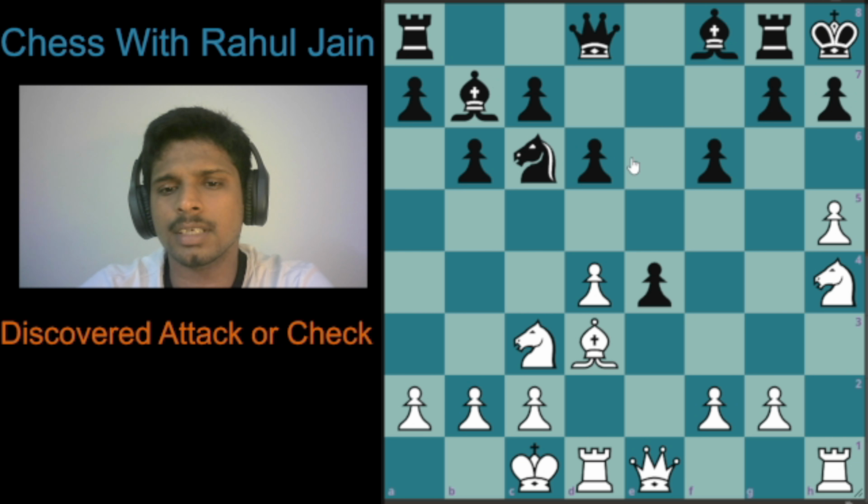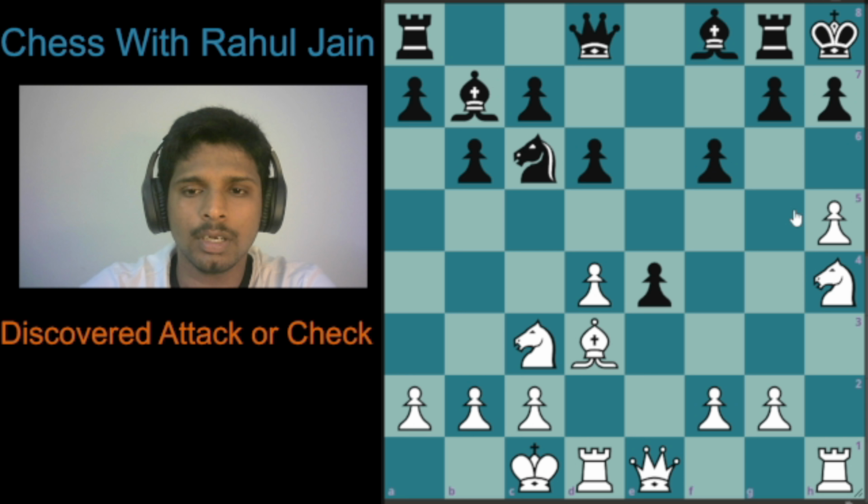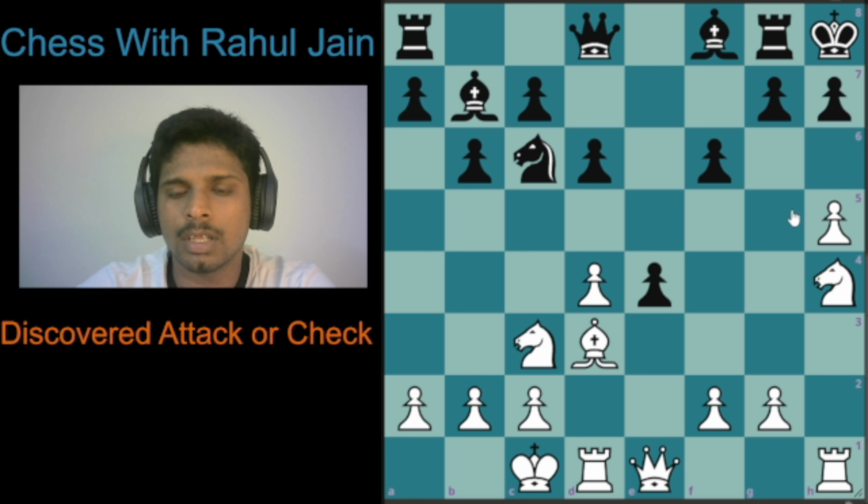So you can see this is a white to play, and you can try to find the answer if you want. You can pause the video and try to find the answer. This is white to play.